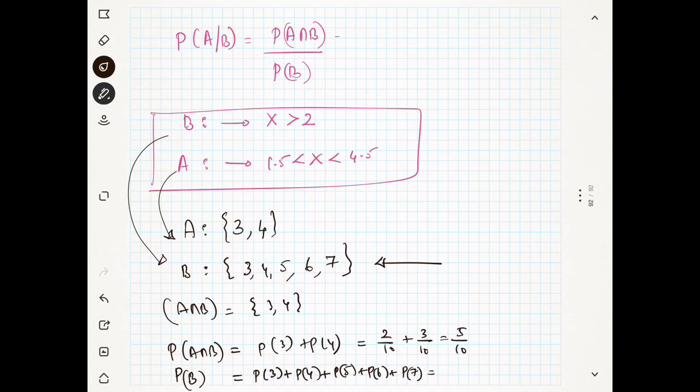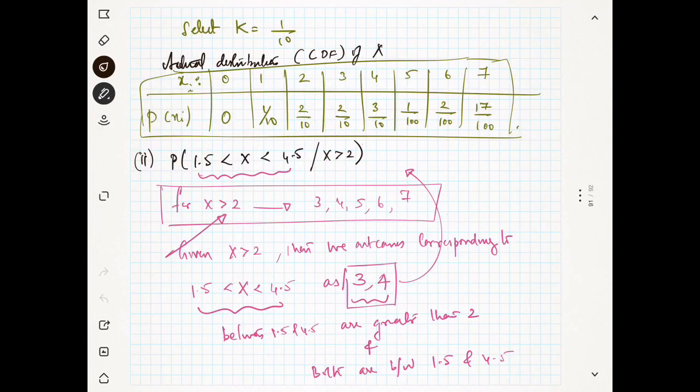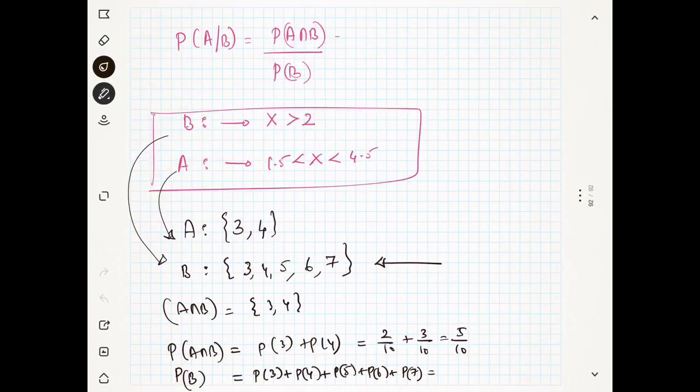So if you take into account all these things, that means you have to add from 2, that means 2 by 10. You can see here it's 2 by 10, 2 by 10, 3 by 10, 1 by 100, 2 by 100 and 17 by 100. You have to add all these things. If you add, then you will get 7 by 10.